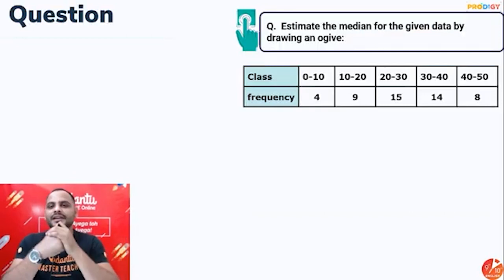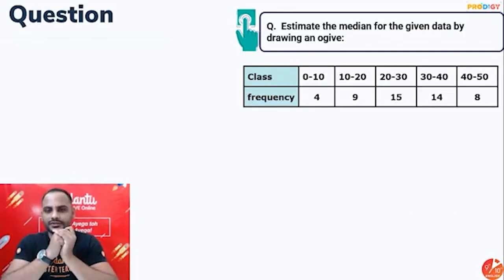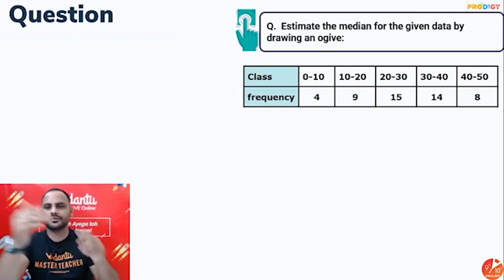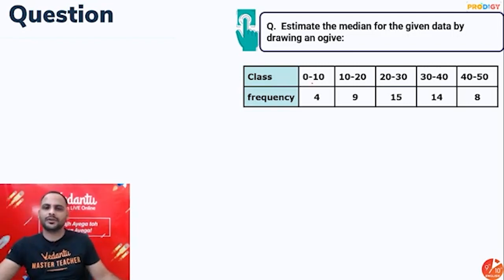Okay, now first one, estimate the median for the given data by drawing an ogive. So first we need to draw an ogive. When the class frequency distribution table is given, how do you know which points you'll plot? First thing, in median we don't use frequency, we use cumulative frequency. So let us start with cumulative frequency.